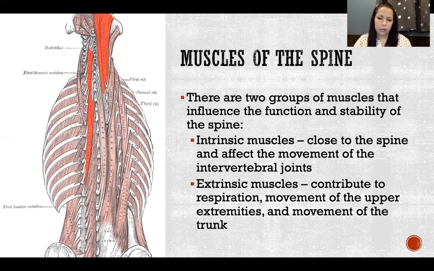Compared to that, extrinsic muscles would include respiration muscles, but also muscles of the trunk that are going to the upper and lower extremities. So they're going to contribute to movement of the upper and lower extremities. And then we also count abdominal muscles as extrinsic muscles. Okay, so for intrinsic, we're really talking about these small muscles that are close to the spine. So we've talked a lot about the extrinsic muscles in past lectures. So here we're going to focus primarily on the intrinsic muscles.